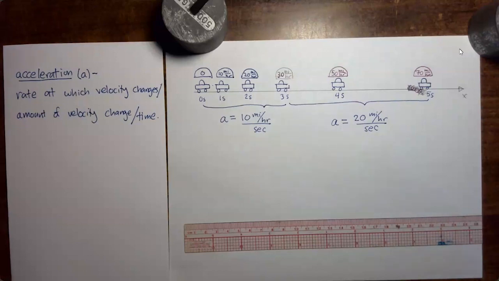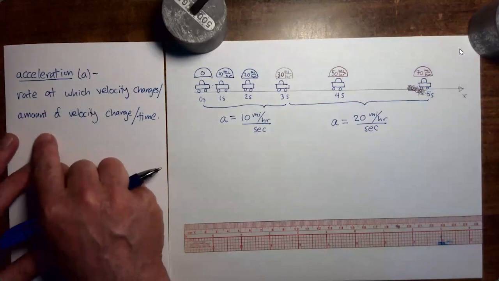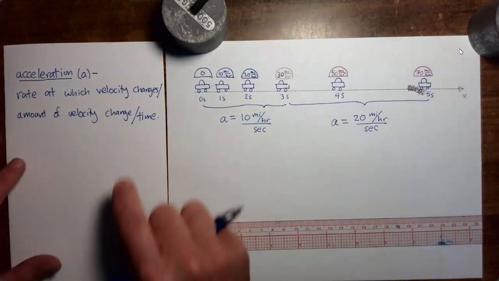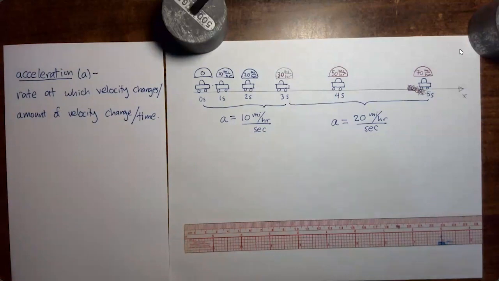So in this video, we have explored the idea that the acceleration is the amount of velocity change per time, but we have not discussed the direction of the acceleration and when we say that the acceleration is positive or negative. So in the next video, we're going to discuss the direction of the acceleration, and when we say the acceleration is positive and when we say the acceleration is negative.